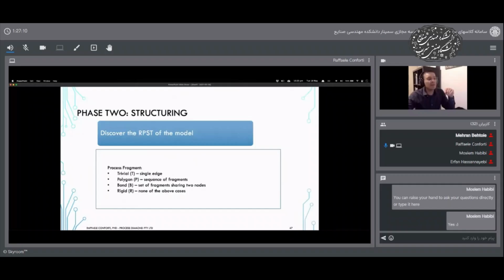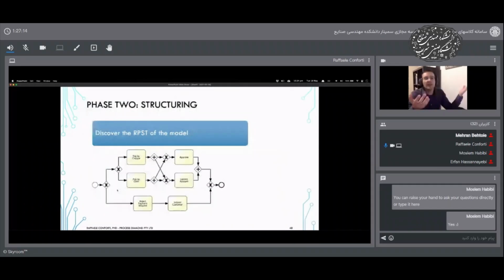It's something that is not clear what it is. So the way it works, for example, in this case, you take a model like this, you start from the top, you say, okay, here I have an entry point, an exit point, and several things in between. So I call it a polygon.